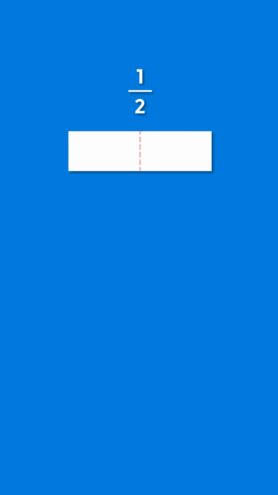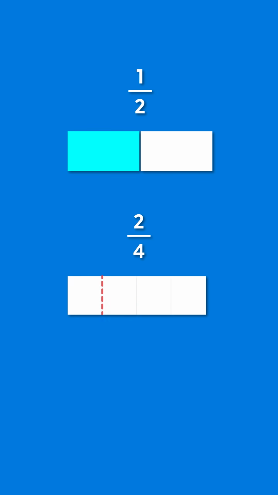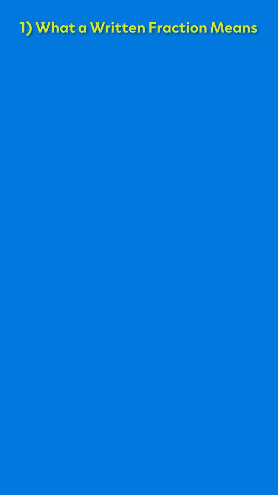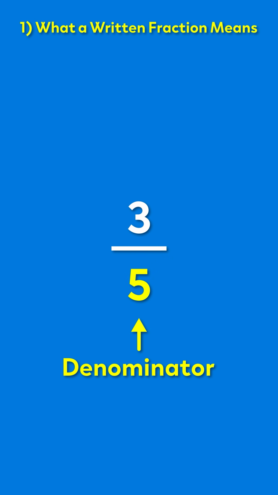relate to. Instead, we should start with what equivalence really means and model it physically or visually so students can see that equivalent fractions represent the same amount and that multiplying the numerator and denominator by the same number doesn't change the value. The first big idea that students need to understand is what a written fraction represents. A fraction shows how one whole is split into equal parts and how many of those parts you have.